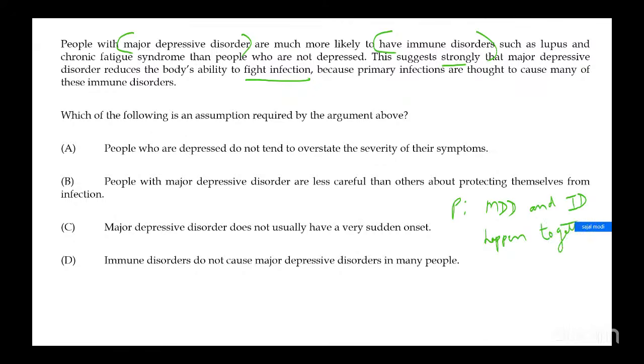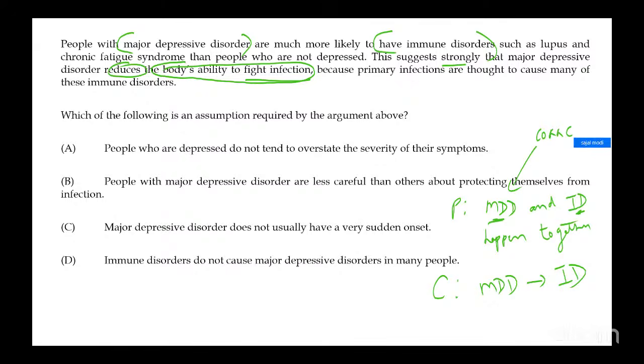Or let's say it's given, are much more likely to have immune disorders, in the sense that people who have this also have this. People who have major depressive disorder also have immune disorder, right? On the basis of this, the conclusion is drawn that the major depressive disorder causes immune disorder because it reduces the body's ability to fight infection, right?